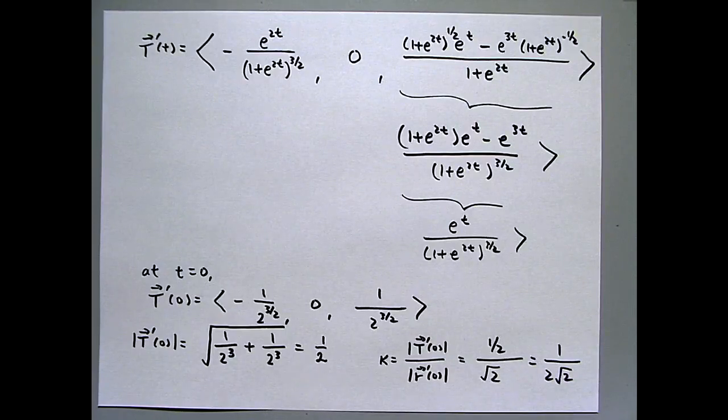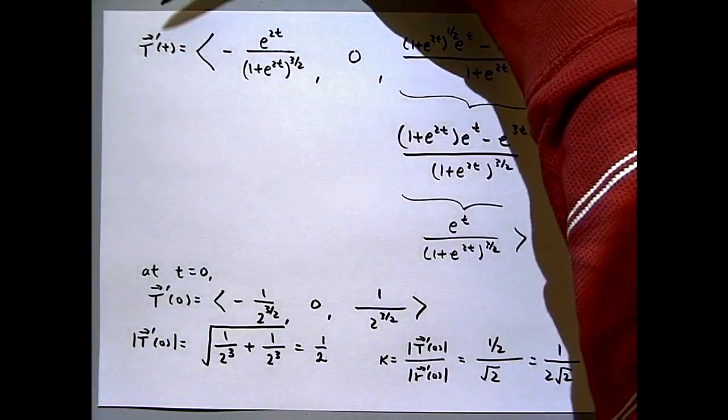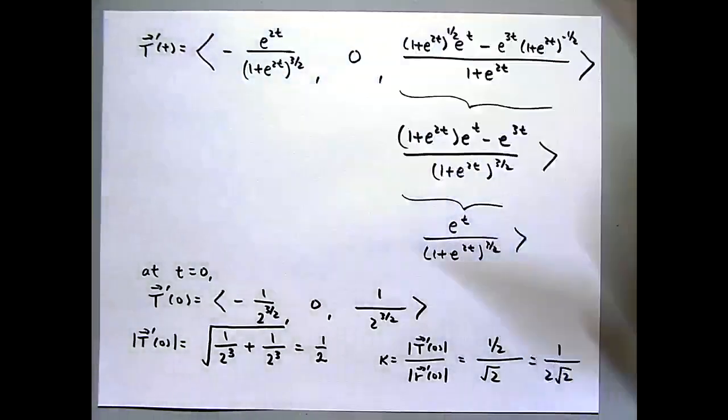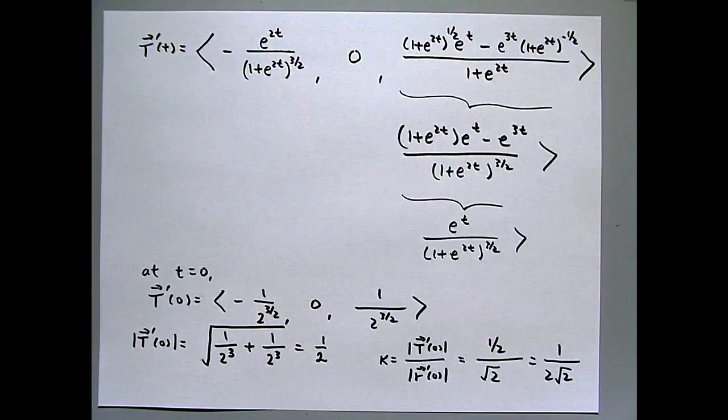Okay, the algebra aside, you just got to find your T prime. Once you get your capital T, take the derivative, find T prime. You would have r prime anyway, so that's really the thing that you need to find for a problem that involves a curvature.